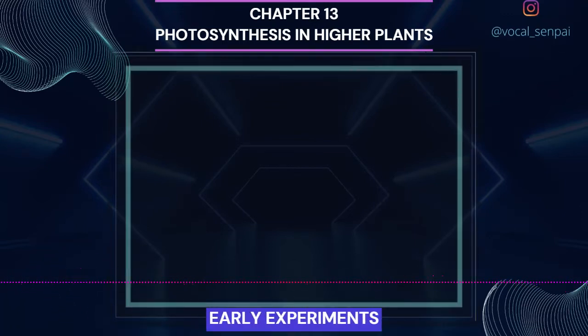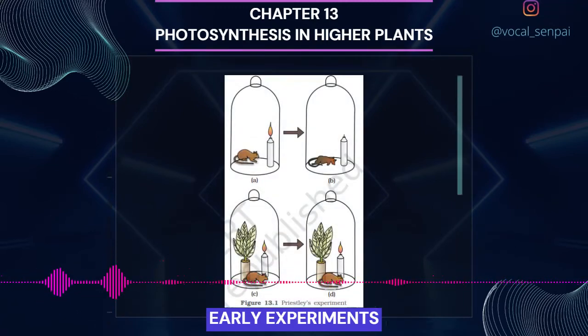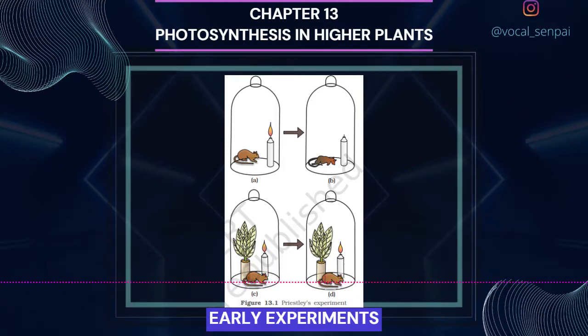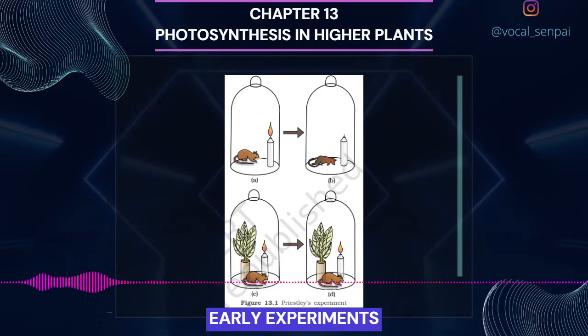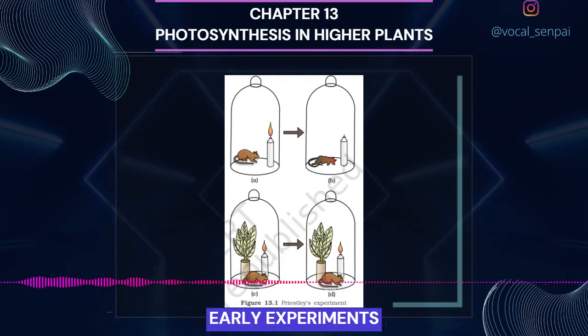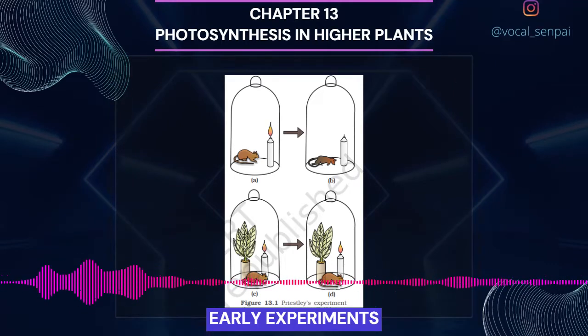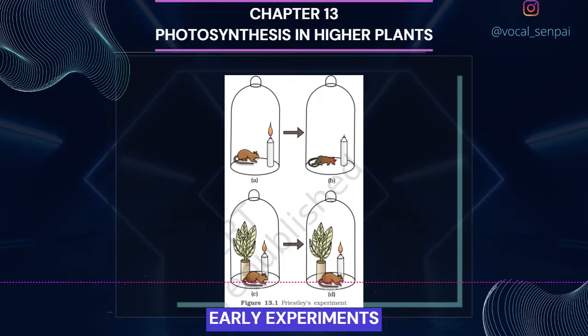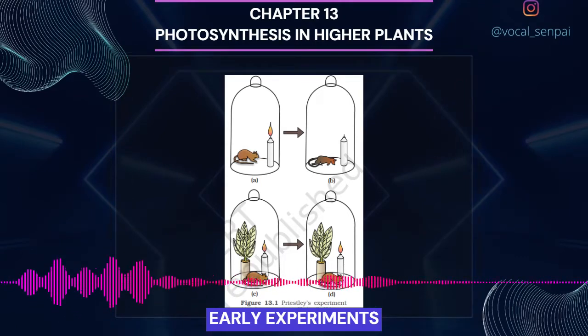Early experiments. It is interesting to learn about those simple experiments that led to a gradual development in our understanding of photosynthesis. Joseph Priestley, 1733 to 1804, in 1770 performed a series of experiments that revealed the essential role of air in the growth of green plants. Priestley, you may recall, discovered oxygen in 1774. Priestley observed that a candle burning in a closed space, a bell jar, soon gets extinguished, figure 13.1 a, b, c, d. Similarly, a mouse would soon suffocate in a closed space.